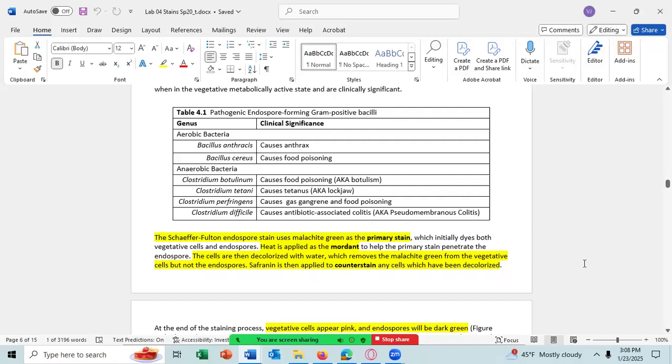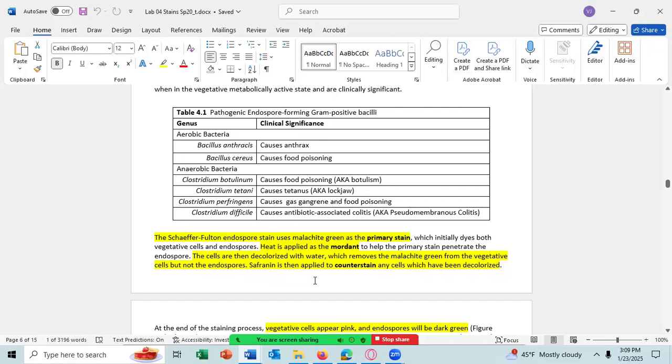All right. The Schaefer-Fulton stain is an endospore stain which uses malachite green as the primary stain. Heat is applied to the mordant to help the primary stain get inside the endospore. The cells are then decolorized simply with water. The water will remove the malachite green from the vegetative or the perianthal cells, but it will not remove the malachite green from the endospores.